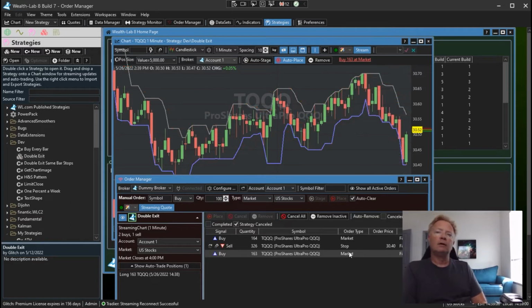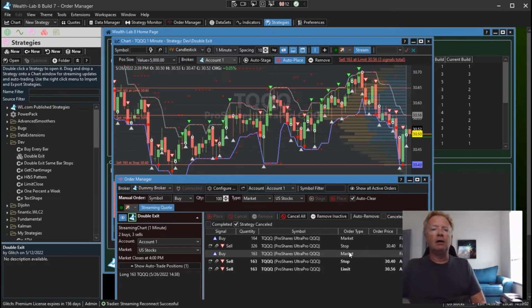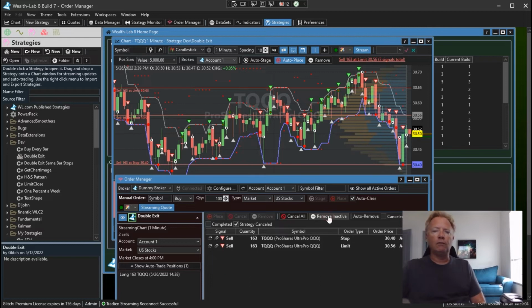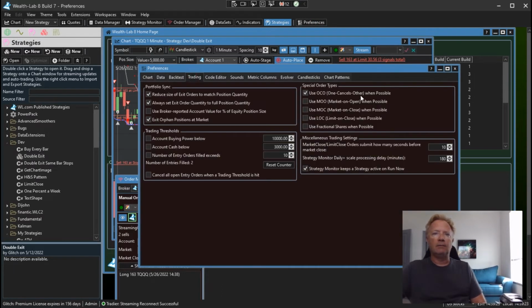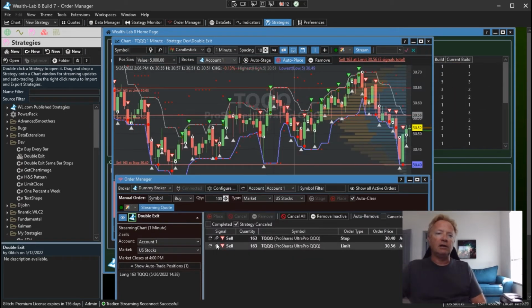So here are our two sell signals. Let me remove the inactive signals. So we have a stop and a limit, and you see this little anchor symbol. That means they were submitted as an OCO, one cancels other pair. And if you go to your trading preferences and turn on OCO, that's when you will see these little indicators.